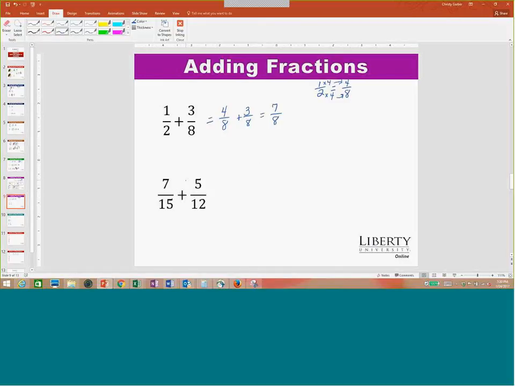One that might not be so very obvious is 7/15 plus 5/12. We're concerned with having the same denominator, so we might need to think a little bit more about this. And if you can't, off the top of your head, think about what a common denominator between these two numbers might be, it might be a good idea for you just to list the multiples of each number.